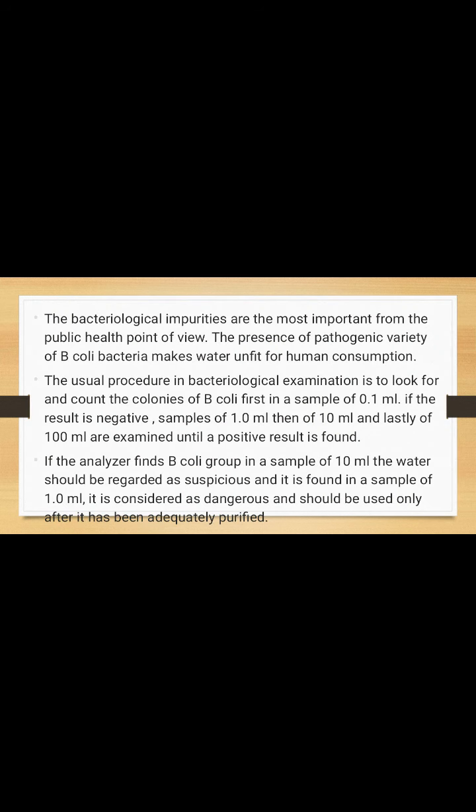The bacteriological impurities are the most important from the subject point of view, generally the public health point of view. The presence of a pathogenic variety of E. coli makes water unfit for human consumption. The bacteriological examination procedure is to count the colonies of B. coli, first in a sample of 0.1 ml. If the result is negative, then samples of 1 ml, then 10 ml, and lastly 100 ml are examined until a positive result is found. If the analyzer finds B. coli group in a sample of 10 ml, the water should be regarded as suspicious, and if it is found in a sample of 1 ml, it is considered dangerous and should be used only after it has been adequately purified.